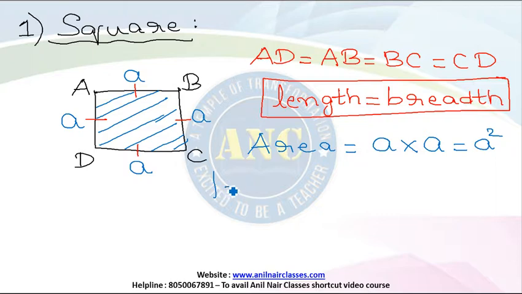Sir, I want to know the perimeter. What is this perimeter? Perimeter is nothing but the sum of all the sides. If I add this side AB with another side BC, again with another side CD, again with another side DA, the sum of all the sides of any geometrical figure is known as perimeter. That means the perimeter of a square is A plus A plus A plus A. It is 4 times A. I hope the idea is clear. Perimeter of a square is 4 times A.